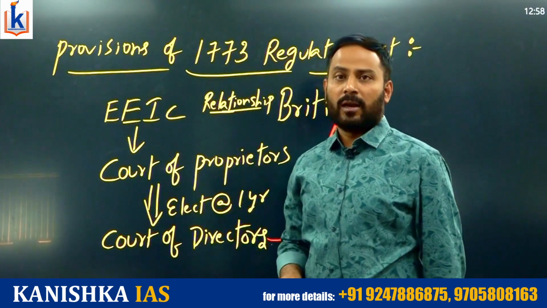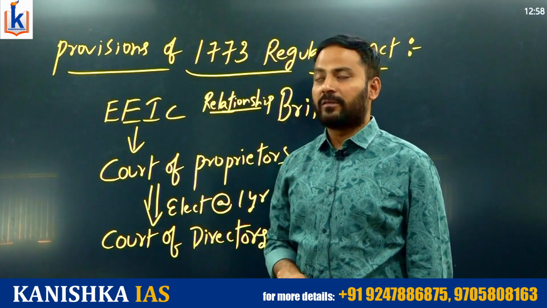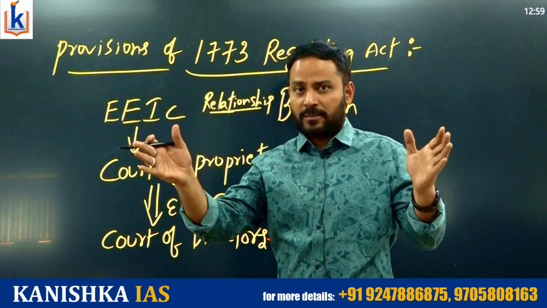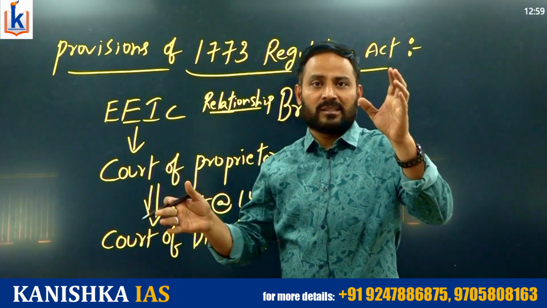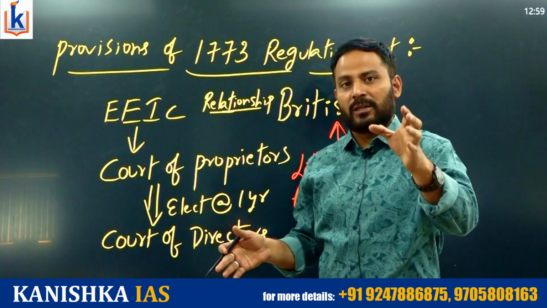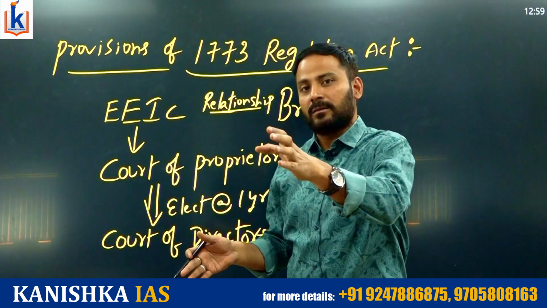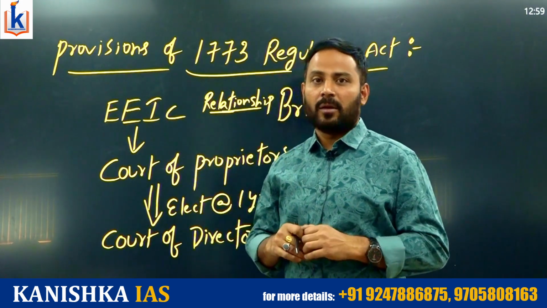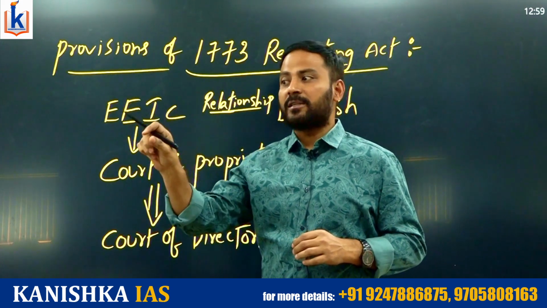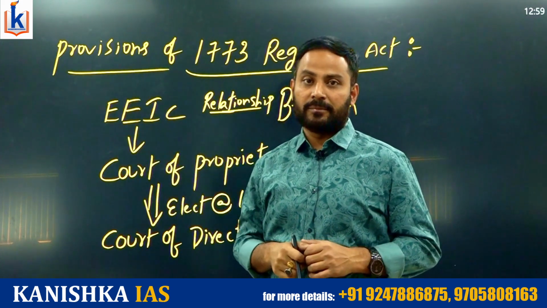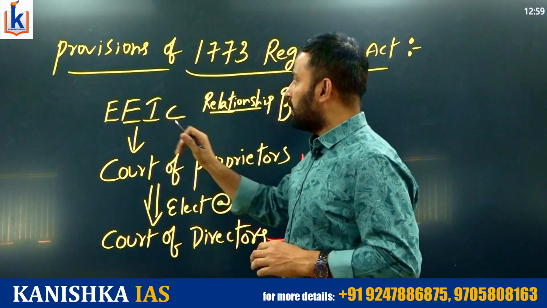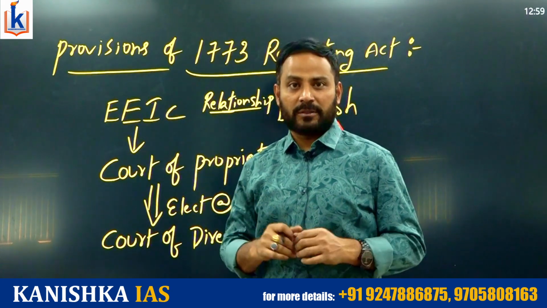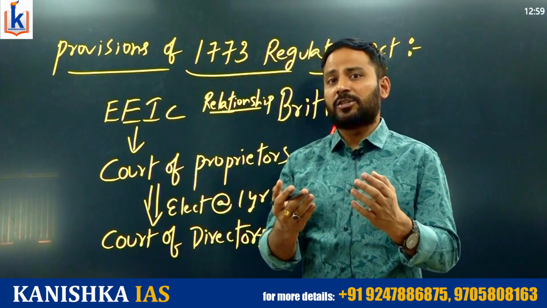So, now let us see the provisions in the 1773 Regulating Act. We are going to understand these provisions under two broad heads. One is the changes between the English East India Company and the British Parliament and their relationship. And the second head is what happened in the British or company's administration in India. So, the first is the English East India Company. We all know that it is a private limited company. So, we have the shareholders.